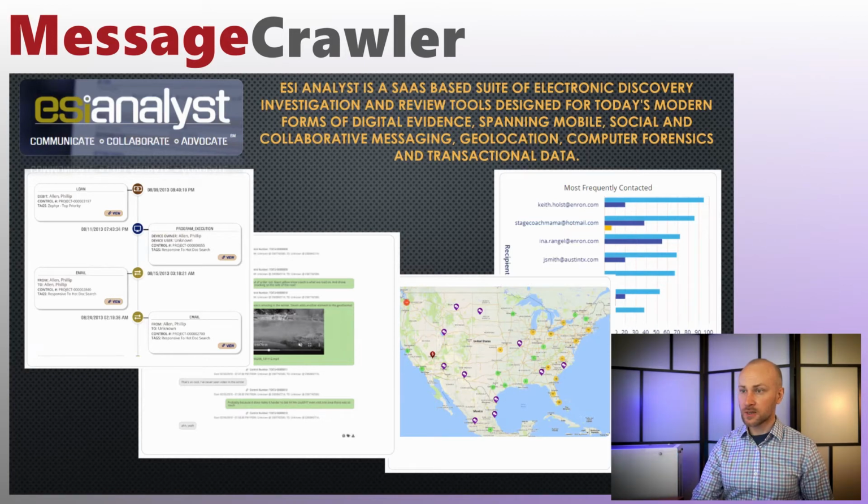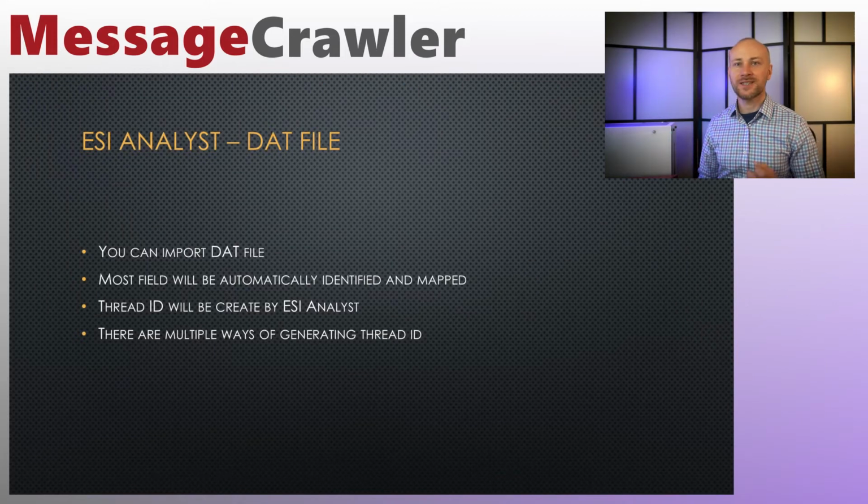One of the things that ESI Analyst can do is export a DAT file with the data you picked out after your analysis. And that DAT file is compatible with Message Crawler. So we are able to convert that data into RSMF if you want to put it into Relativity for additional review or for production purposes. You can just open it as a DAT file, and most of the fields will get automatically mapped and you'll be ready to go.